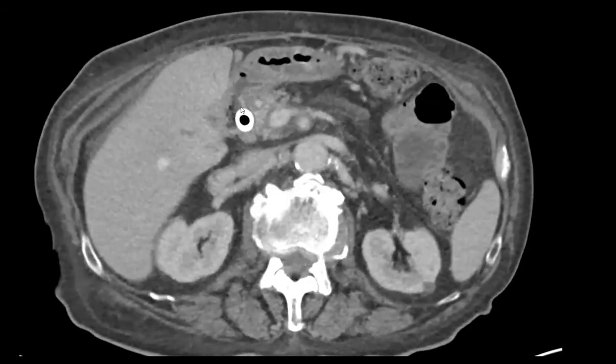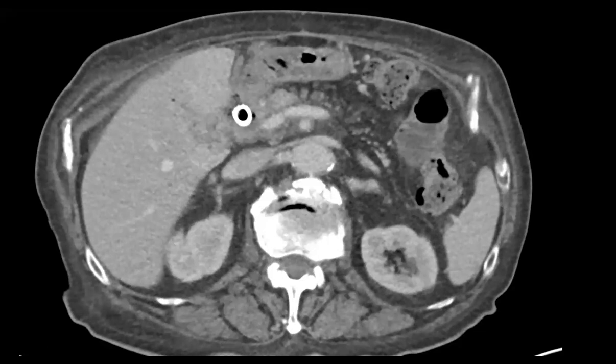Wow. We see a lot of these stents, and usually they do okay, but not always.